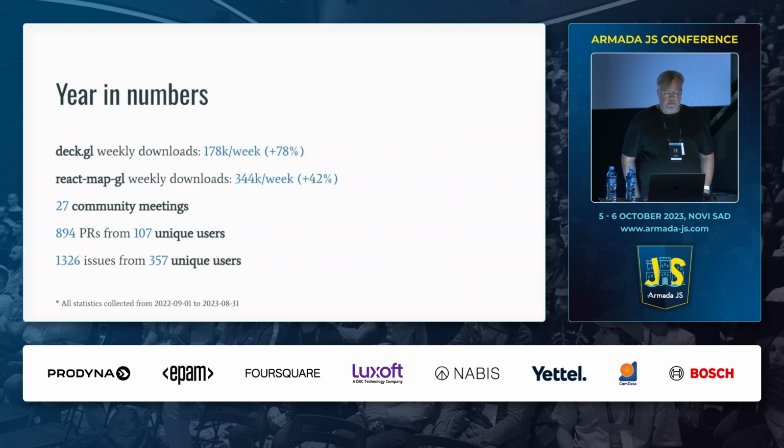Giving a little sense of where we're at. We're getting close to 200,000 downloads per week for deck.gl. React Map.gl is at almost 350,000. We had 27 community meetings over the last year. We had over 107 different unique users contributing PRs, and obviously a lot of users opening issues. It's being used quite widely across the industry.